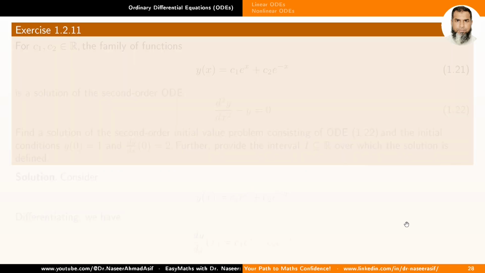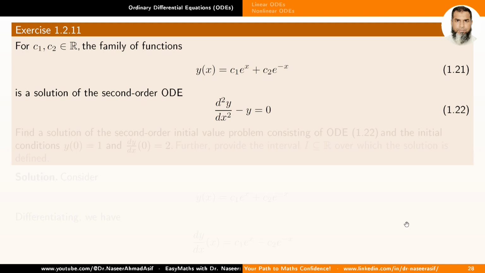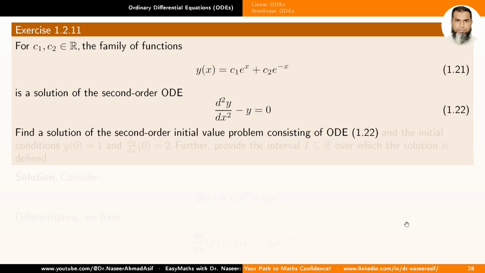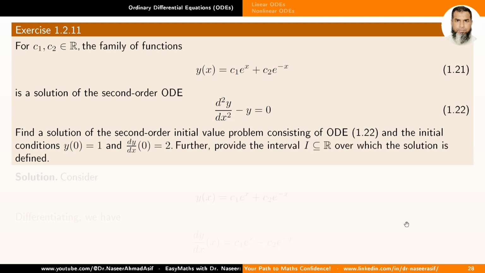Well, see another exercise. For C1, C2 belong to R, the family of functions y of x is equal to C1 exponential x plus C2 exponential of minus x is a solution of the second order ODE d2y by dx square minus y is equal to 0. Find a solution of the second order initial value problem consisting of ODE 1.22 and the initial conditions y of 0 equal to 1 and dy by dx of 0 equal to 2. Further provide the interval I subset of R over which the solution is defined.